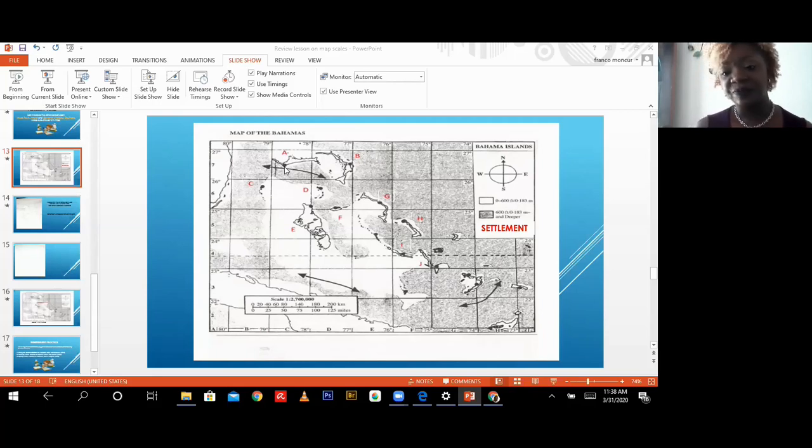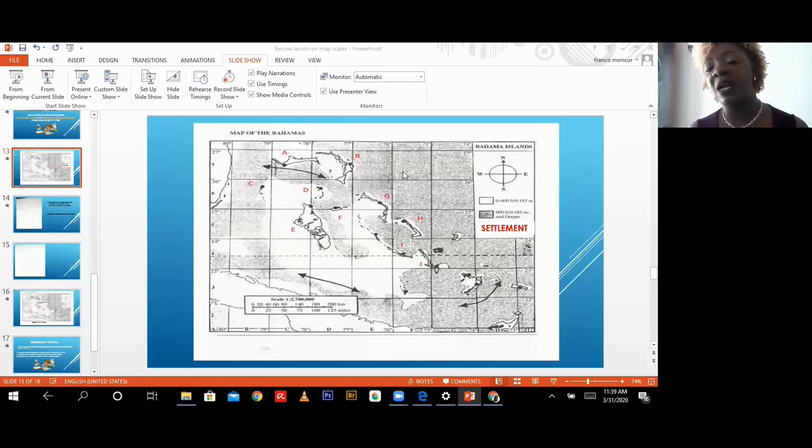Okay? How do we know where the settlements are? Again, that's why the map of the Bahamas would have these points or these little round dots. It simply lets you know it's an indication that it's a settlement. If you look, the map key shows you exactly what the settlements are.